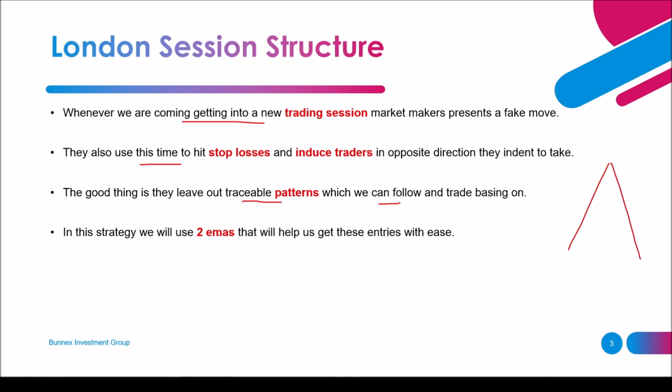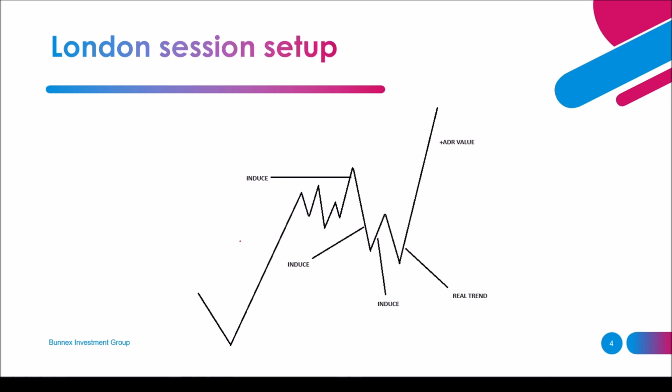So in this strategy, we use two exponential moving averages that will help us get these entries with ease within the London session. So this is the London session setup, which we will actually view deeper on trading charts.